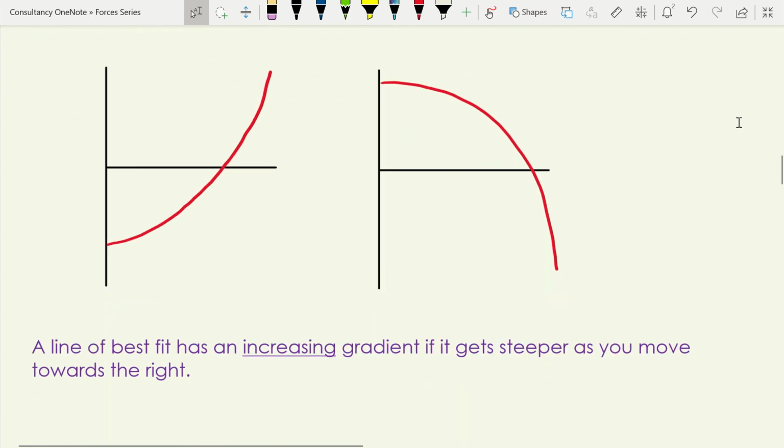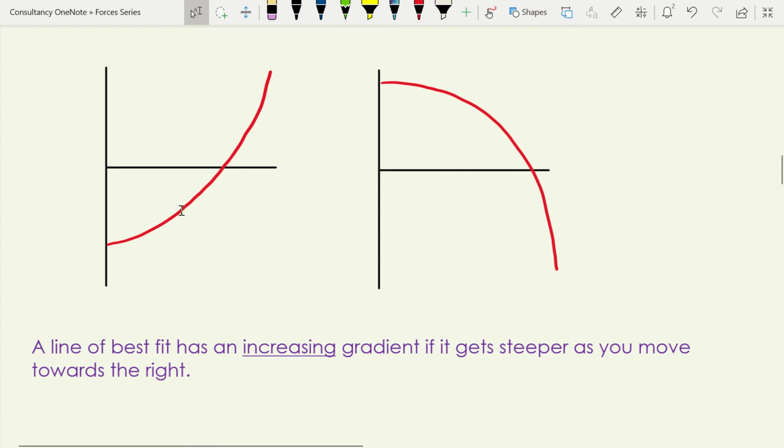Then what can happen is the actual number itself can change. So on these graphs here, the number that describes the gradient is actually changing as you move towards the right. These graphs show a scenario where the gradient is increasing. So the number is getting bigger and bigger and bigger. As we go across to the right, this graph here is getting steeper and steeper and steeper. So the number, or the gradient, is getting bigger and bigger.